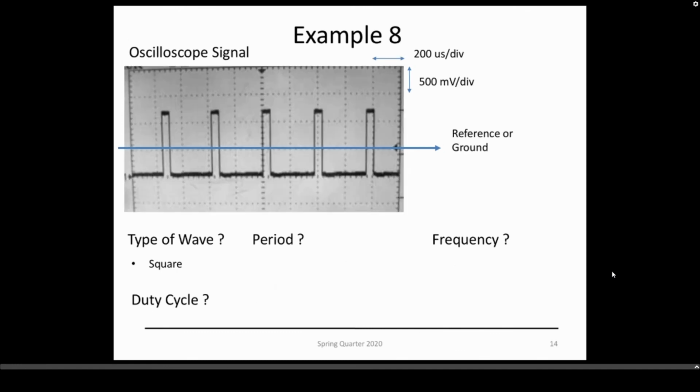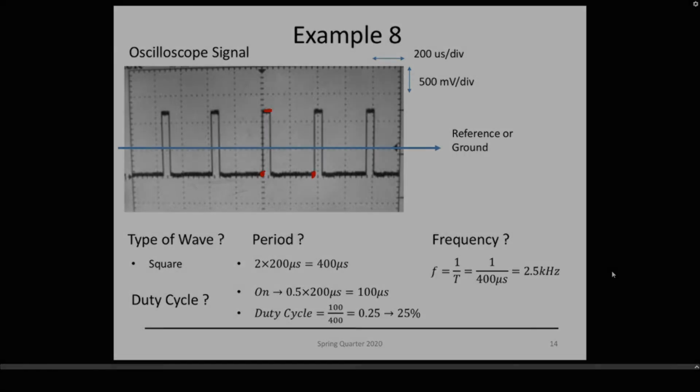The next example, the duty cycle is a little bit shorter. Pause the video, give it a try before you check the solutions. The period, 400 microseconds, same thing from here to here, roughly 2 units. The inverse of that is the frequency. For the duty cycle, for easy math, I'll say it's half of a division, 100 microseconds, so I get 25% of duty cycle.